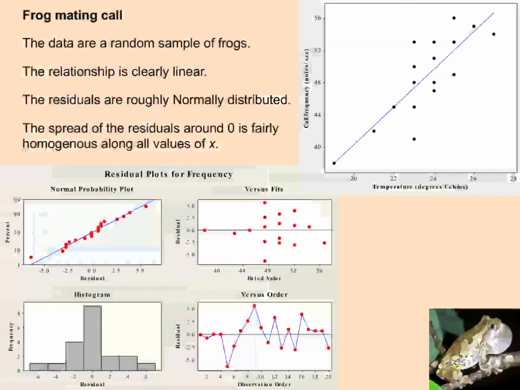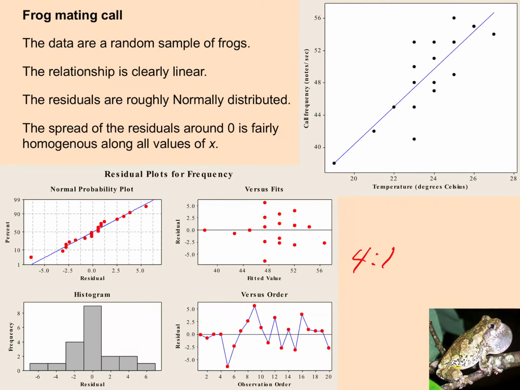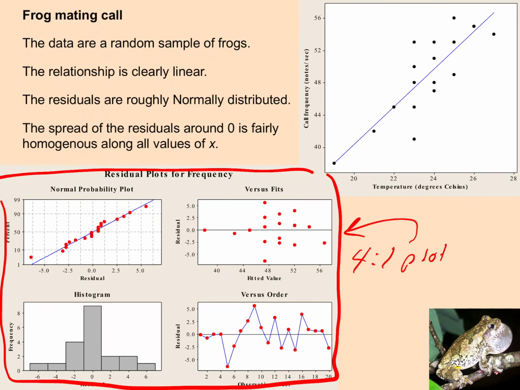All right, some other tools we can use. Let's go back to our frog mating call example. With Minitab, you can tell Minitab to do what's called a 4-in-1 plot. And that's what you see right here. This whole thing is a 4-in-1 plot, all right? First part of it is called a normal probability plot. This is also called a normal quantile plot. We've done these before.